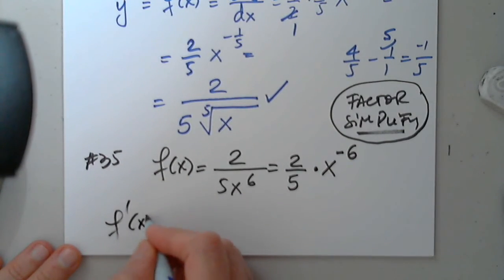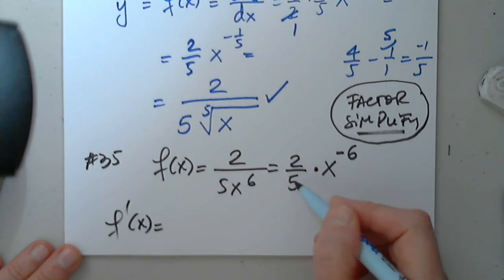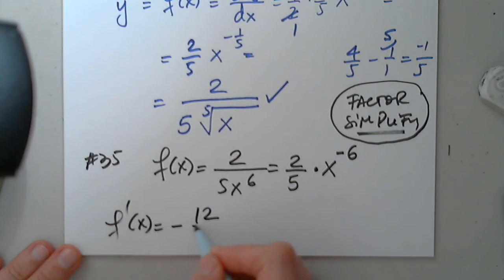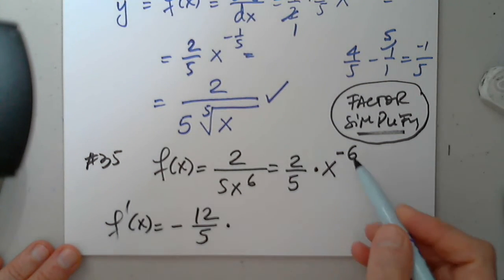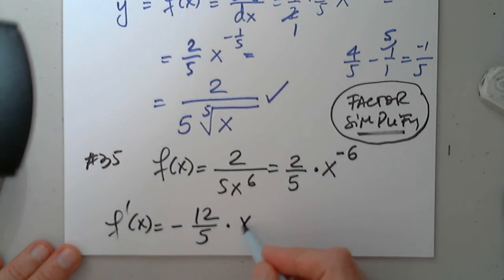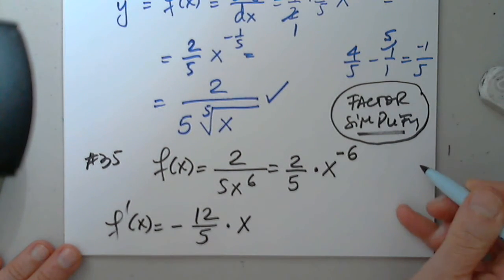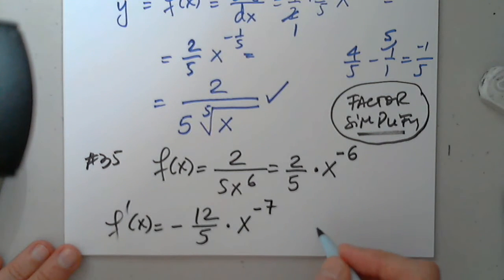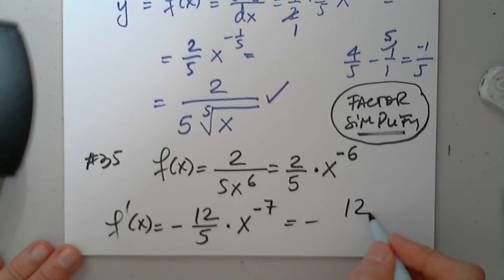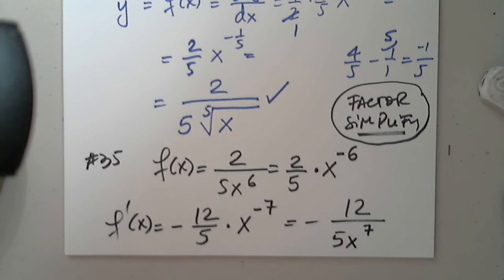So then f prime of x, I bring down negative 6, so this becomes negative 12/5, negative 6 times 2, times x to negative 6 minus 1. Now, if you want, you can go back. But I will not work on the function as is or differentiate it as is, because there is another option that is much easier.